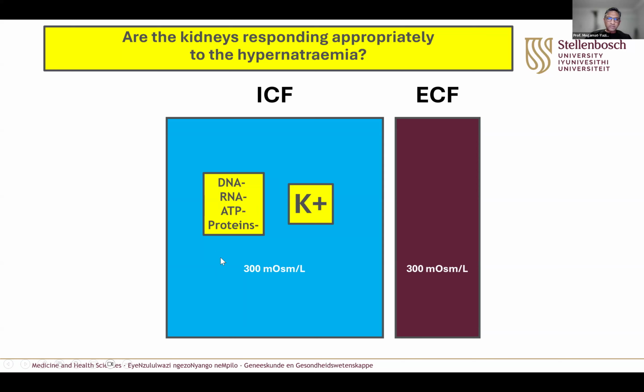Can we change the osmolality by exporting DNA and RNA out of cells? The answer is simply no. They are stuck inside. And would we like to change the osmolality by shifting potassium out of a cell or shifting potassium into a cell? The answer again is no, because if we were to shift potassium out of the cell, the patient would develop hyperkalemia and develop a cardiac arrhythmia and die.